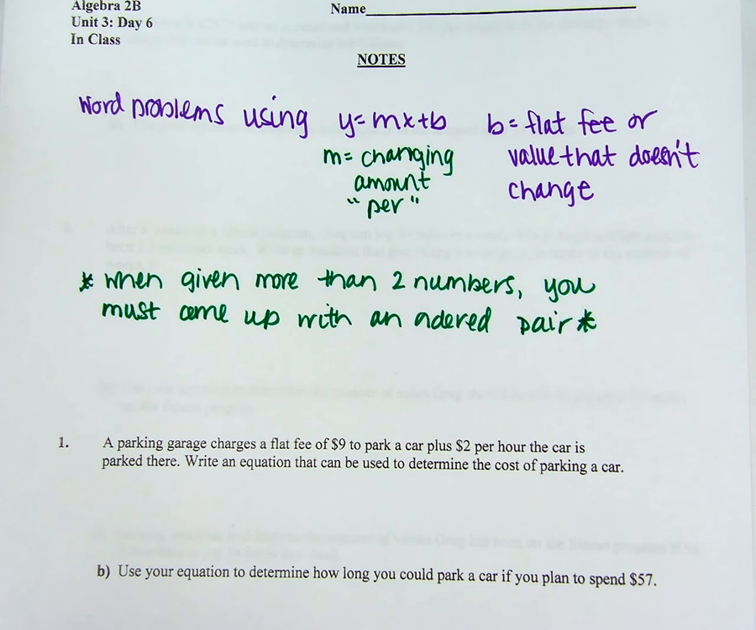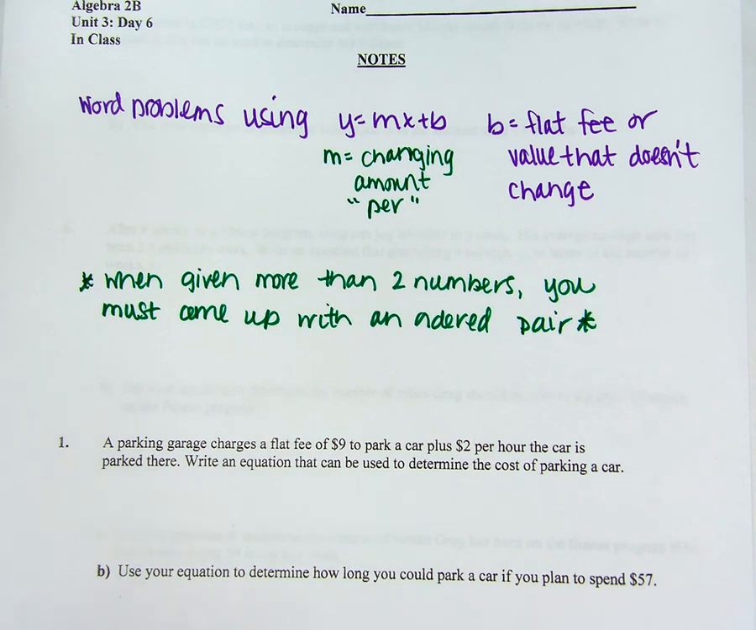So when we're looking at our equations, b is going to represent our flat fee, or the value that's not changing. Whereas m, that's our slope, that's our changing amount. So when we see the keyword per, that's how we know we're looking at our slope. There'll be a couple problems on the second page that gives us more than two values. So when we have those, we need to come up with an ordered pair. So we're going to work through those problems a little bit differently.